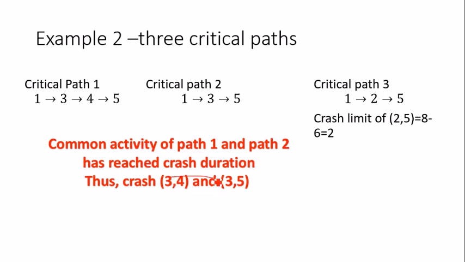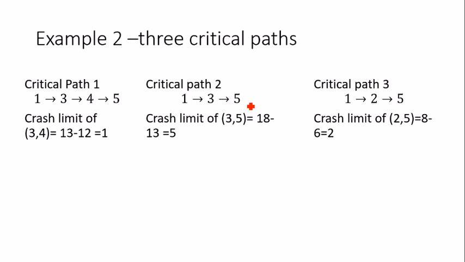So even though the slope was less, as we saw in the previous step, and it was beneficial to compress 1 to 3, here at this step we cannot do that because it has already reached its crash duration. So obviously we have to crash the individual minimum slope activities. 3 to 4 is the minimum slope of this path and 3 to 5 is the minimum slope of this path. You find their respective crash limits by looking at current duration minus crash duration. So I get 1, 5 and 2.